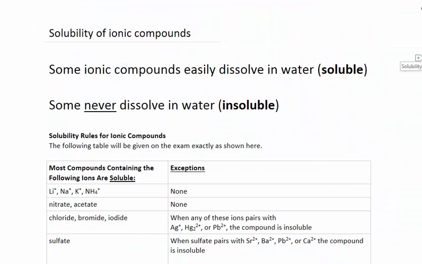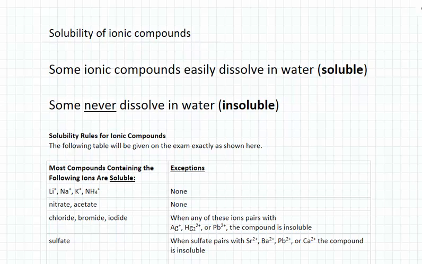Let's go on to rules for solubility of ionic compounds. Turns out that some ionic compounds very easily dissolve in water. Think of something like sodium chloride. If you pour a little sodium chloride in water and stir it, it becomes sodium chloride aqueous. Okay? That is a soluble ionic compound. It is easily able to fully dissolve.